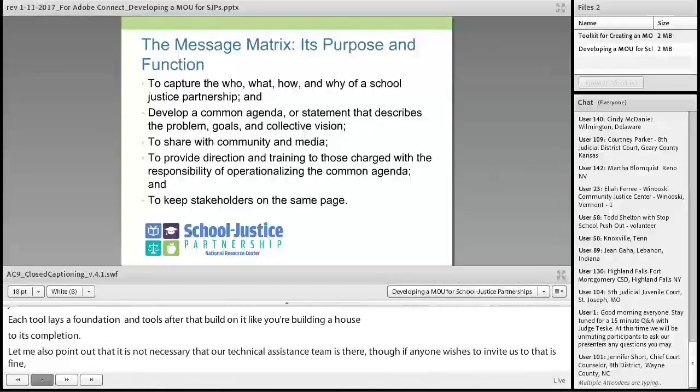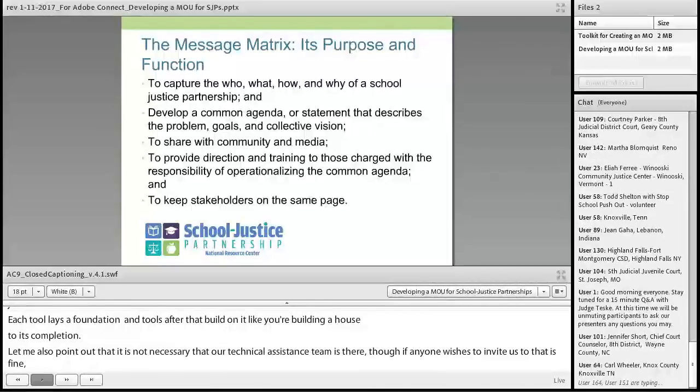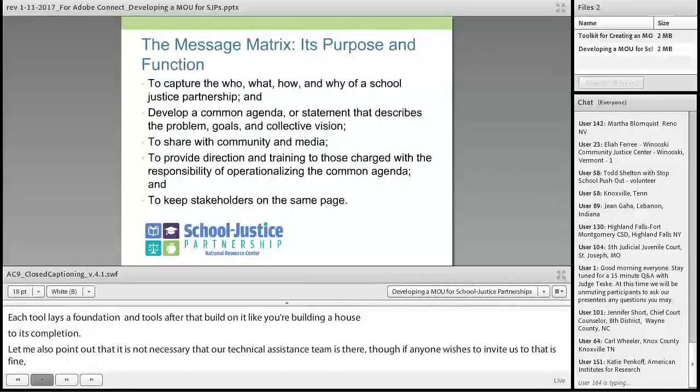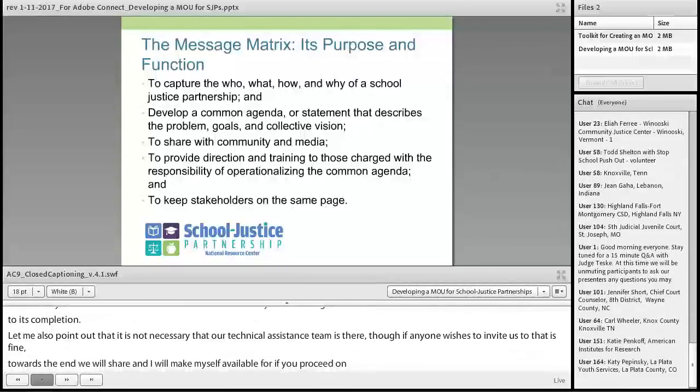though, if you proceed on your own in using these tools, which we do encourage, and that's the main purpose of this webinar, is to get outside the technical assistance so that we can proliferate and generate more MOUs by the use of these tools on your own at your location.